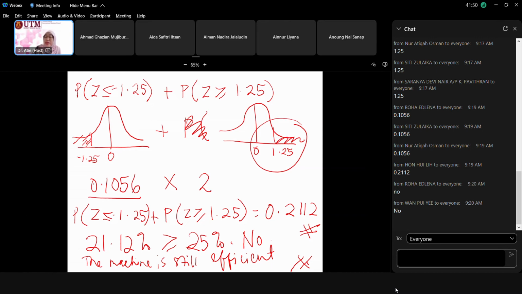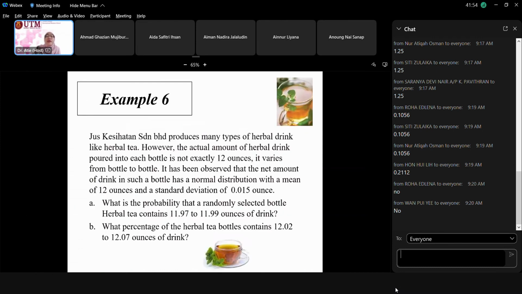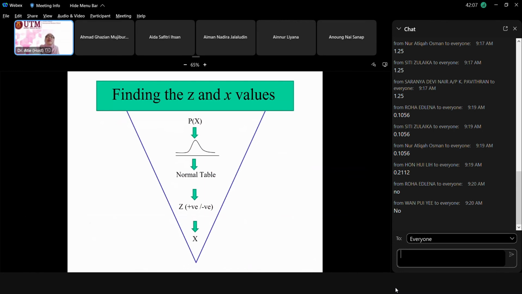Okay, so let's continue. So this is the exercise that I have assigned for you all, to be submitted next week, right? So now we go to page 52.